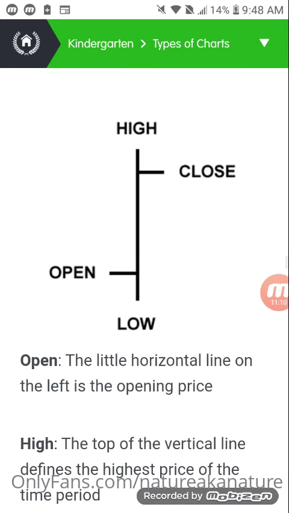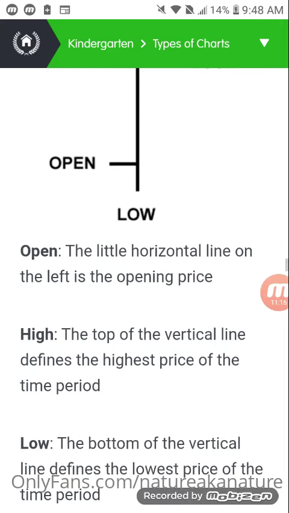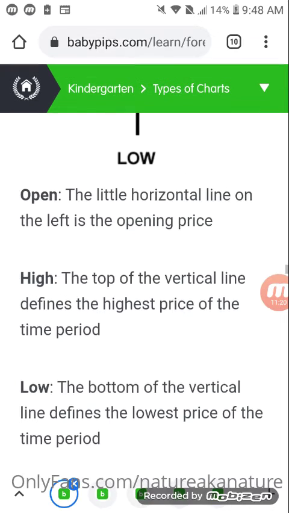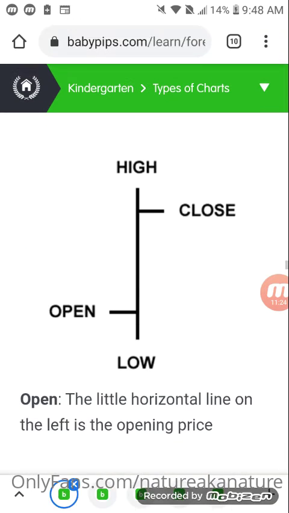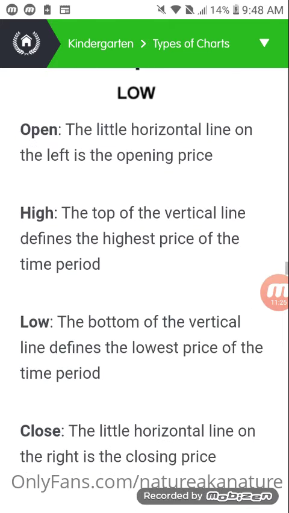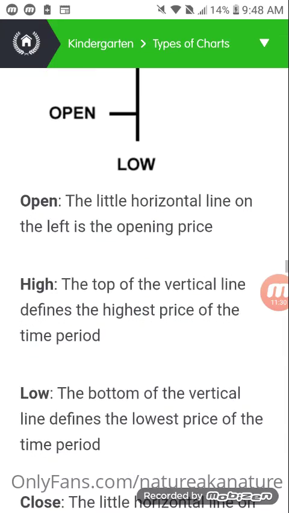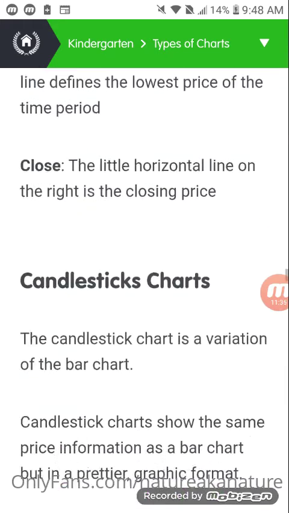The opening is a little horizontal line on the left of the opening price. The close is the horizontal line on the right of the closing price. Then you have the high at the top of the vertical line, which represents the highest price the price went to in the time period, and the low is the bottom of the vertical line, which defines the lowest price of the time period that price went to. So I hope this helps.